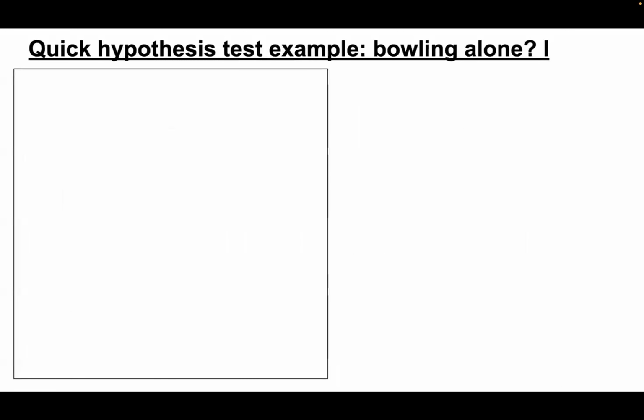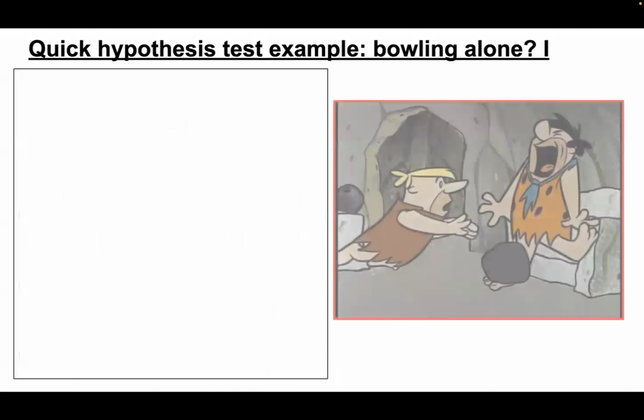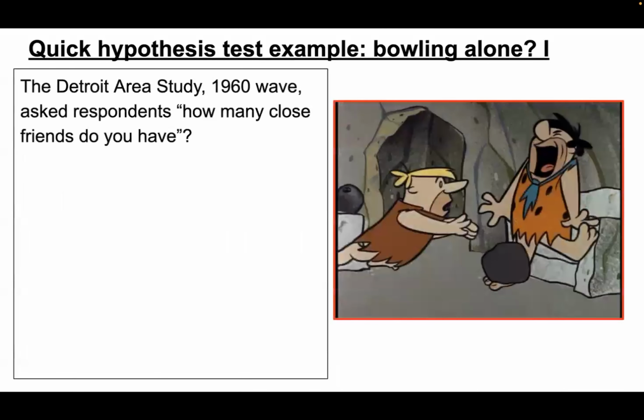Okay, so let's use this example that I came up with. Again, using the Detroit area study, we're gonna, laughing at my own joke like a complete fool. So anyways, we're gonna use the Detroit area study 1960 wave, which asks people a lot of different questions, but one of them is how many close friends do you have?